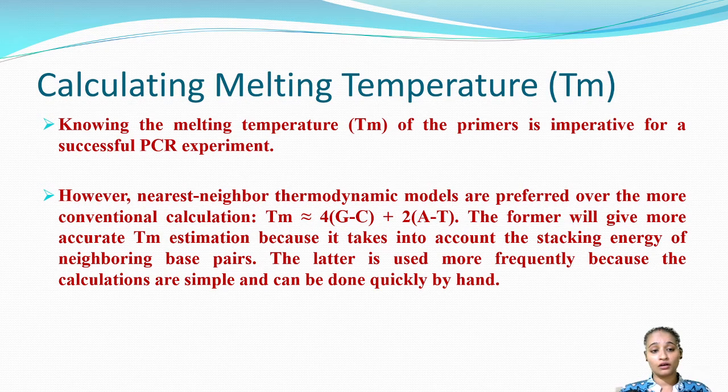So when you calculate the melting temperature with the thermodynamic model, it will give you a very accurate value compared to when you are calculating with 4 times GC plus 2 times AT. The Tm estimation is more accurate because it takes into account the stacking energy of neighboring base pairs. But you can do a very simple calculation with the latter one. That's why most people are not using these thermodynamic models.